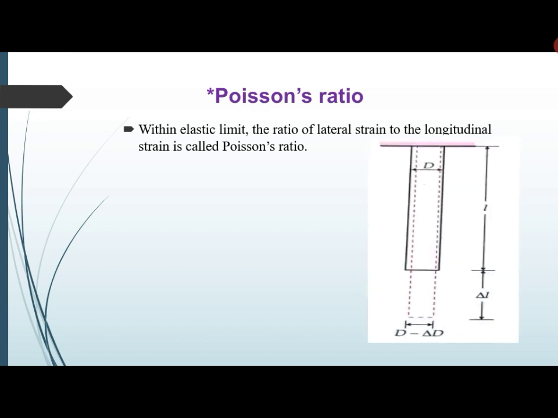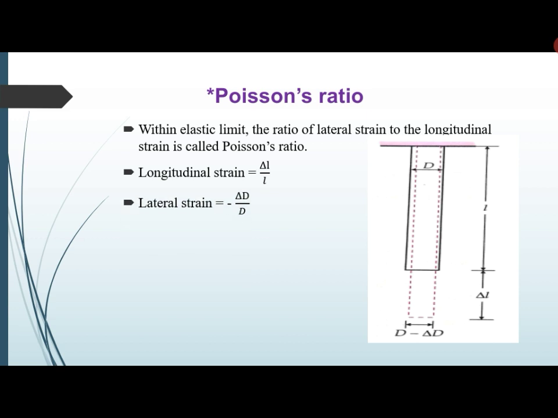So for that let us consider that we are having a wire initially of length L, and when we are loading this wire, the increase in length is delta L, and D is the initial diameter of the wire, and when we are loading this wire, then there is a change in the diameter, that is delta D, and the new diameter of the wire is D minus delta D, because we know that when we are applying the load, the wire becomes thin, so there is a reduction in the diameter of the wire.